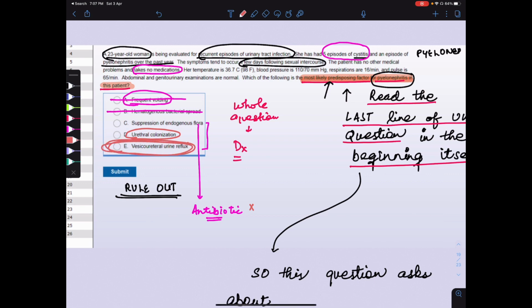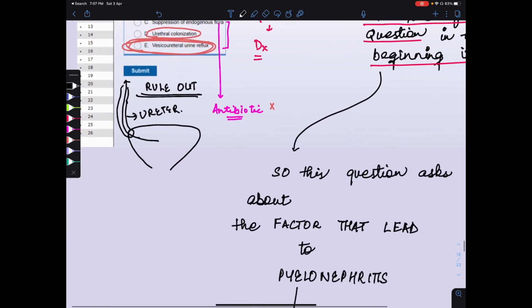What happens in vesico-ureteric reflux? Supposing this is the bladder. Okay, the ureter opens into the posterior wall of the bladder. This is known as the vesico-ureteric junction. Supposing this is the ureter. So what happens is the urine from the bladder goes up. There is a reflux of the urine from the bladder to the ureter due to a number of reasons. Alright, so this is a kind of structural abnormality, and if this reflux keeps on happening, obviously it will lead to recurrent UTIs, recurrent pyelonephritis. So this is the correct answer for this question.